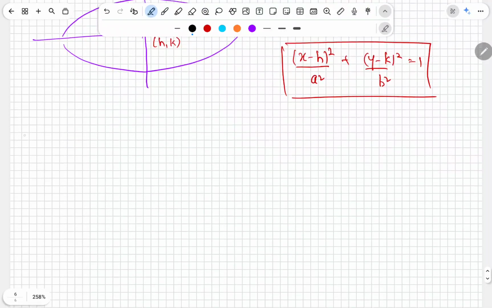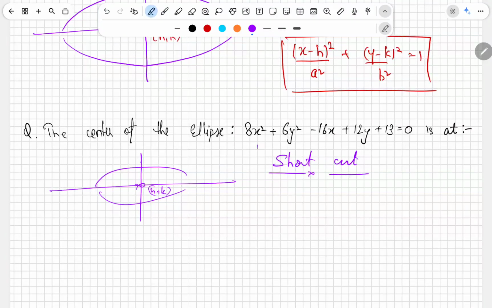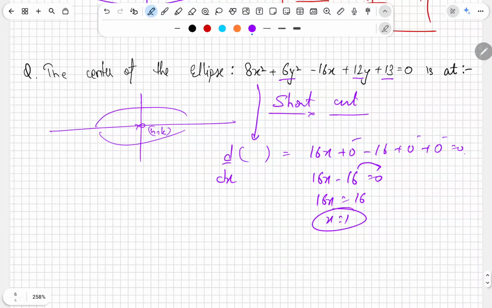Now let's practice a question on this topic. So now this is going to be some ellipse and its center is going to be h comma k. I'll teach you a shortcut to solve such questions. The shortcut says differentiate with respect to x. d by dx of this equation is equal to 16x plus 0 minus 16 plus 0 plus 0. These are treated as constants. So I'll get 16x minus 16 equals 0. Taking this over here, 16x equals 16. Hence x is equal to 1. So I get the equation x equals 1.